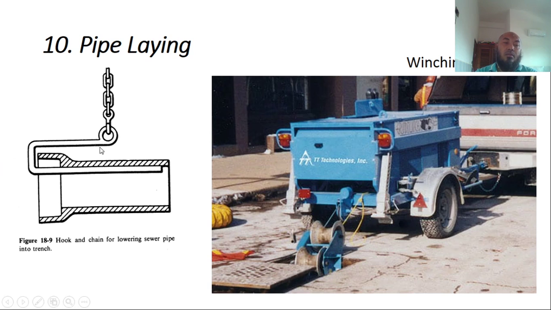So this is a hook and chain lowering sewer pipe into the trench, and this is the winching machine to connect the pipe from one to another.